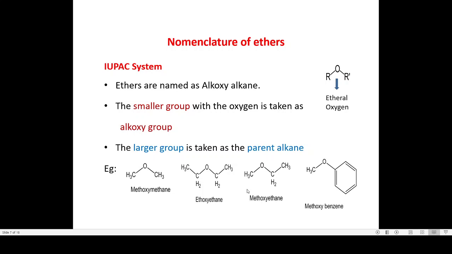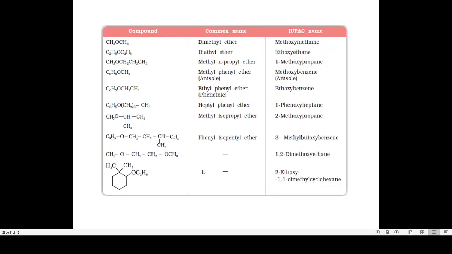So these are a few examples which I have taken for the nomenclature. Here I have given a list of the ether-containing compounds, with the common name and the IUPAC name. Let's just recall. The compound CH3OCH3 we call dimethyl ether as the common name and methoxymethane as the IUPAC name.